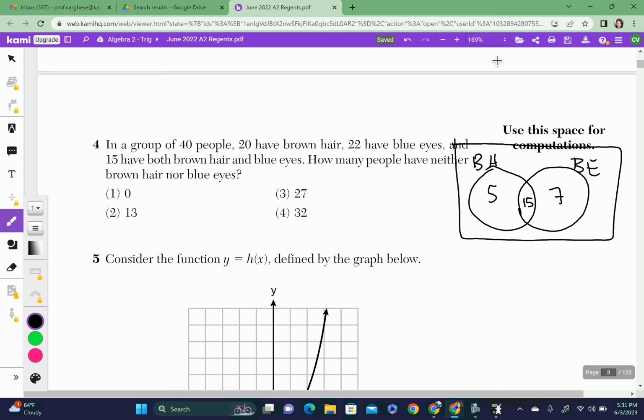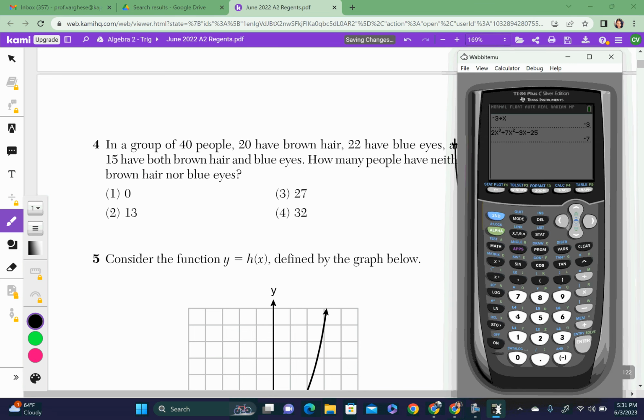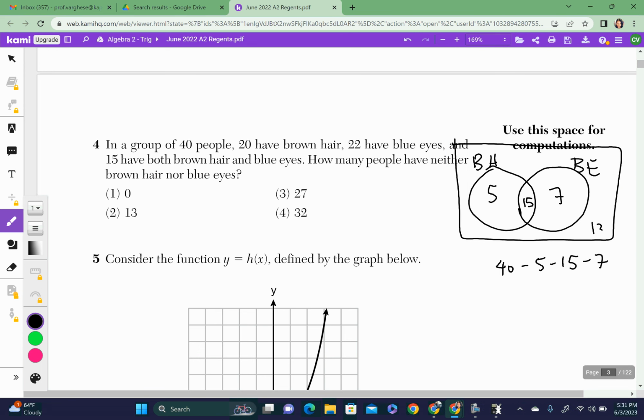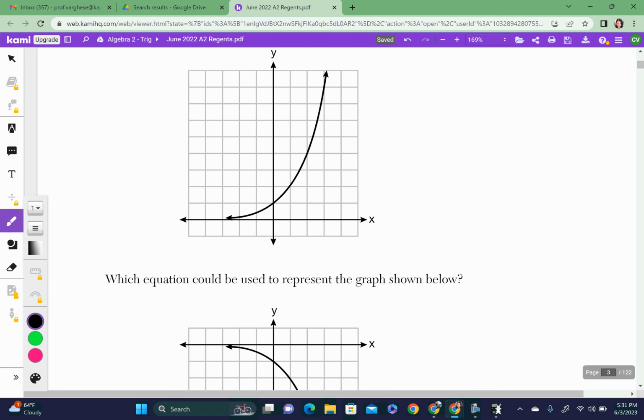So what you do is 40 minus 5 minus the 15 minus the 7. So we take our handy calculator and do that. So 40 minus 5 minus 15 minus 7. And that gives us 13. So there are 13 people who are in this boat of having none of those. So how many have neither brown hair nor blue eyes? 13. All right, consider the function defined below.